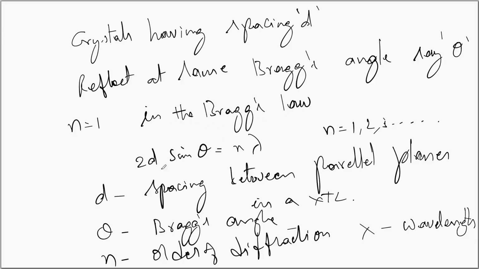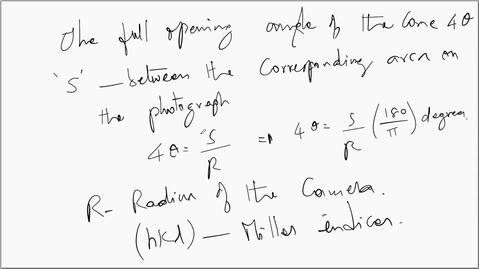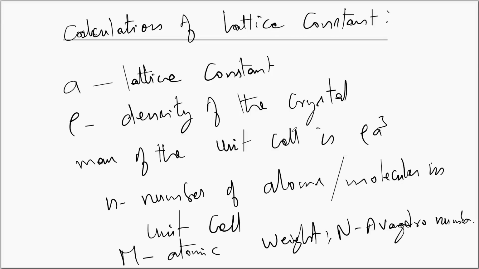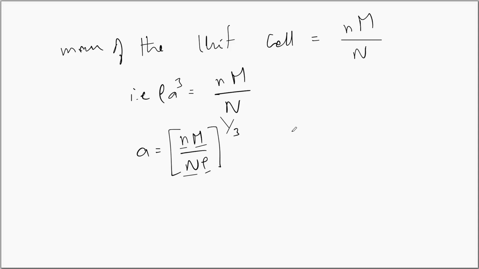Later we have seen Bragg's law. We have said Bragg's law is 2d sin theta is equal to n lambda, where n is the order of diffraction, d is the spacing between parallel planes of the crystal, theta is the Bragg's angle, and lambda is the wavelength of the X-rays used. We have seen how one can obtain the theta angle from the camera. We have also seen how to obtain the lattice constant using the physical constants of the crystal, such as density, number of atoms, and the atomic and molecular weight of the atoms or molecules. We have seen that the lattice constant a can be obtained as a is equal to n capital M upon N rho whole power 1/3.